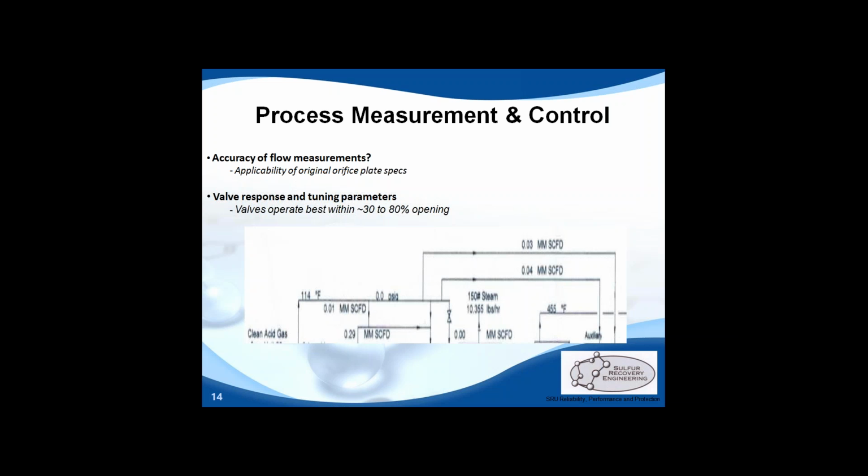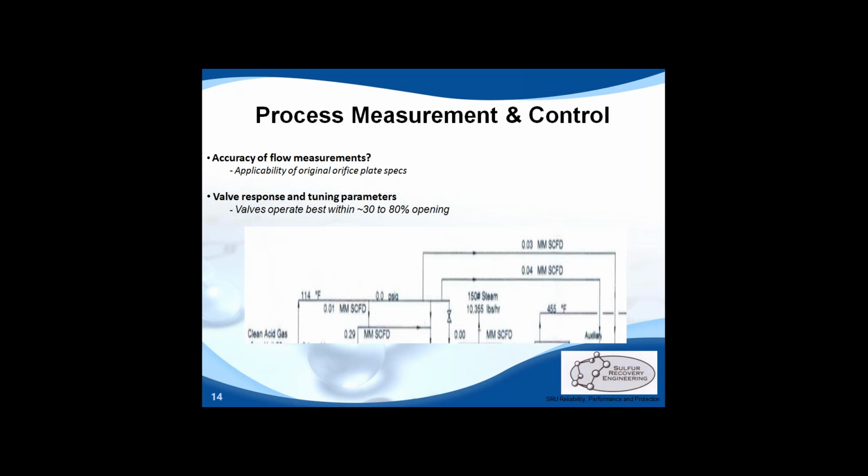Because of high turndown, the orifice plates are no longer properly sized for the flows that this facility is experiencing. As a result, they do not have accurate flow measurements of primarily their acid gas feed stream coming to the SRU. So if we can't accurately measure the amount of amine acid gas coming to our SRU, how can we add an appropriate amount of air to our system to ensure that we have a 2-to-1 H2S to SO2 ratio everywhere downstream in our system? It's essentially impossible.